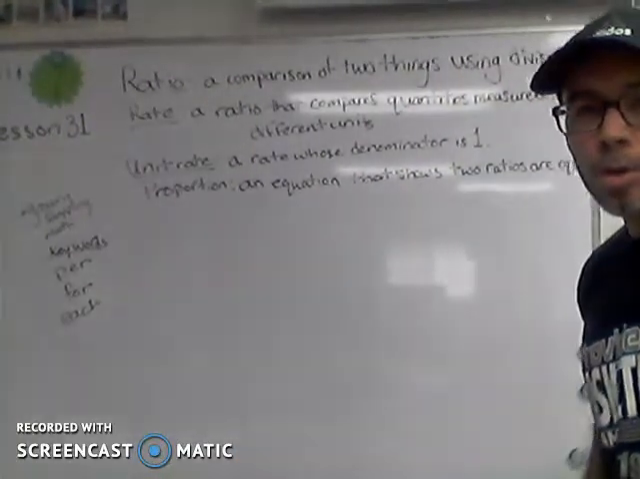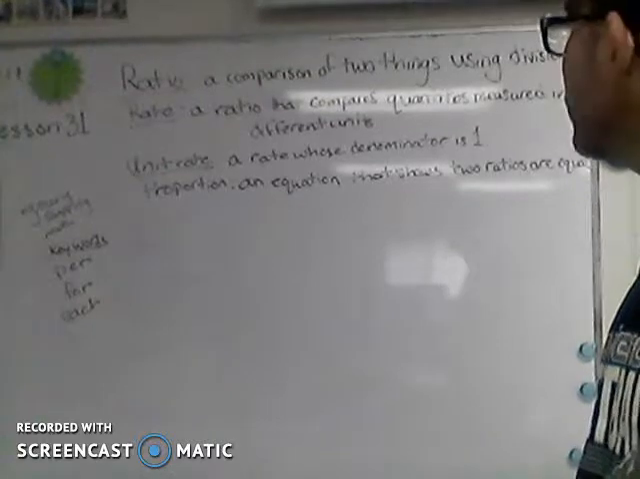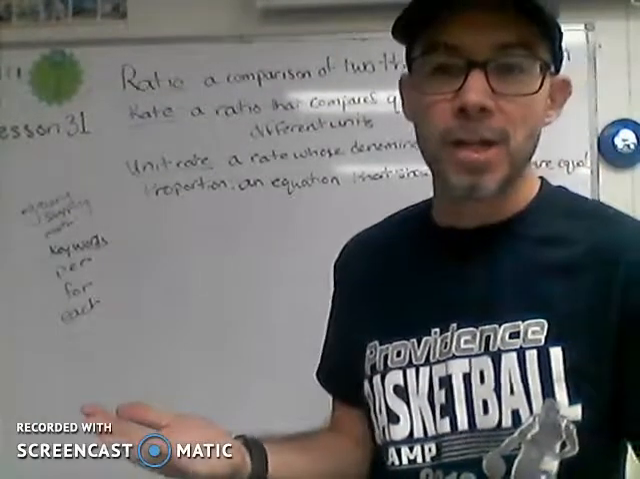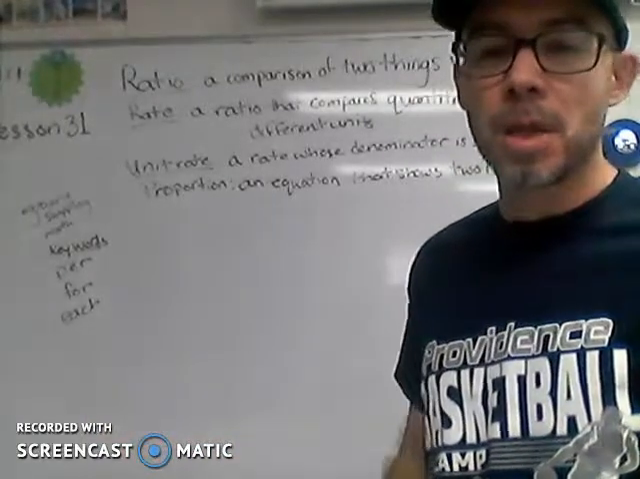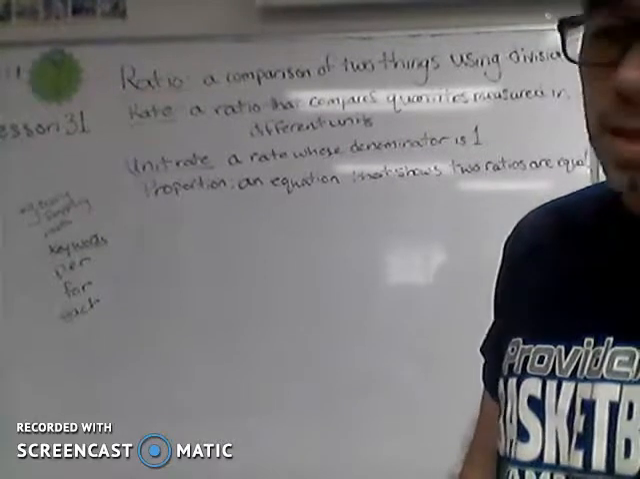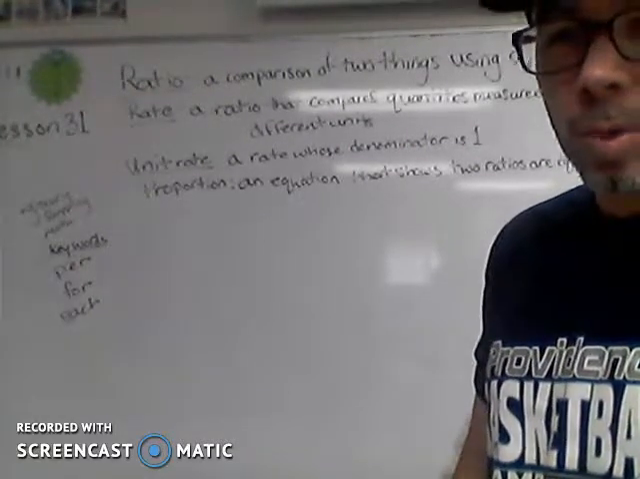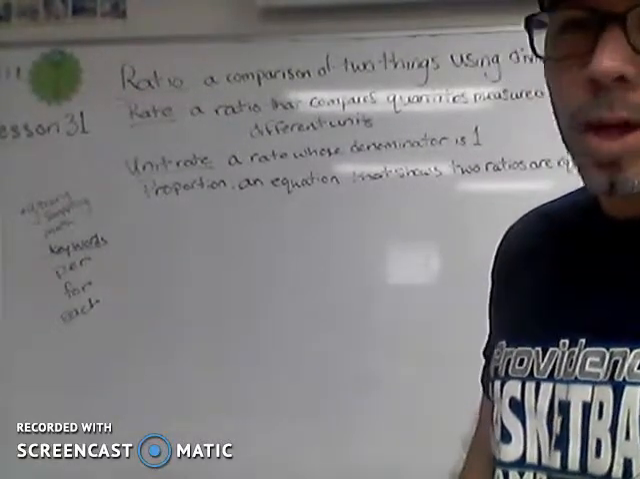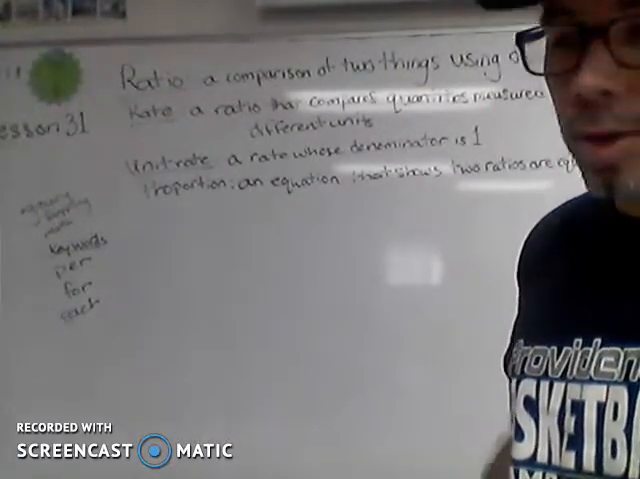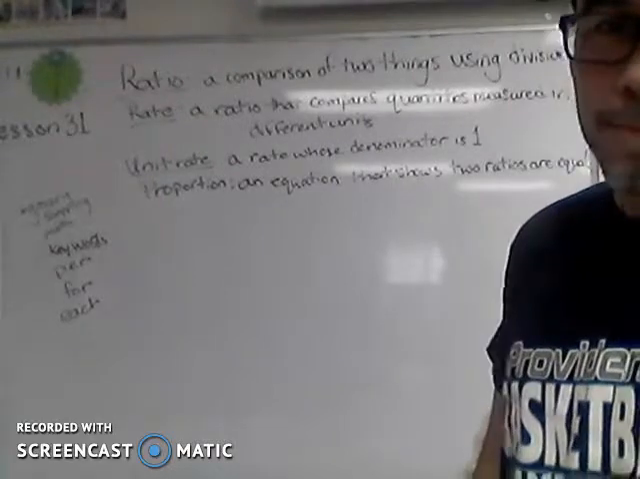A ratio is a comparison of two things using division. It'll look like a fraction, a fraction bar, but that would mean division. Comparing two things using division, like saying the ratio of girls to boys was 2 to 1. 2 over 1. And as long as you know that one's on top and the other one's on the bottom.